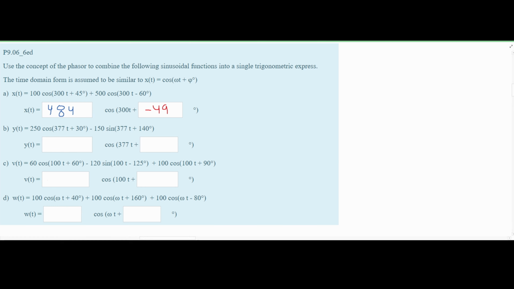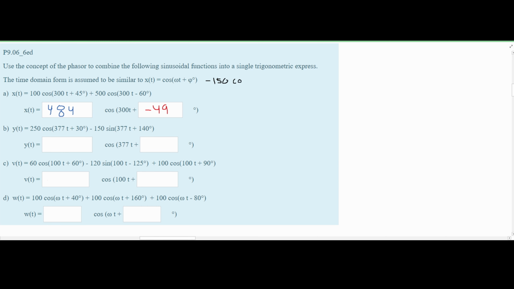So what we're going to have to do is pay attention to our sine and convert this to a cosine. The way that we are going to convert this to a cosine is by doing the following. We know that our VM is going to be the same, so we are going to have a negative 150 regardless.